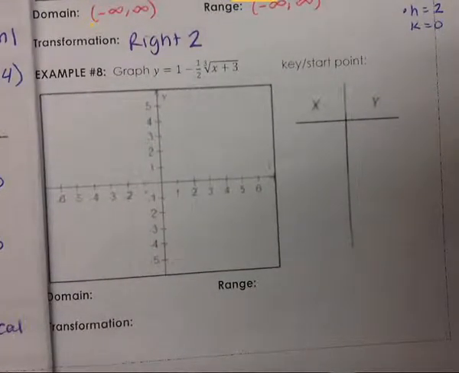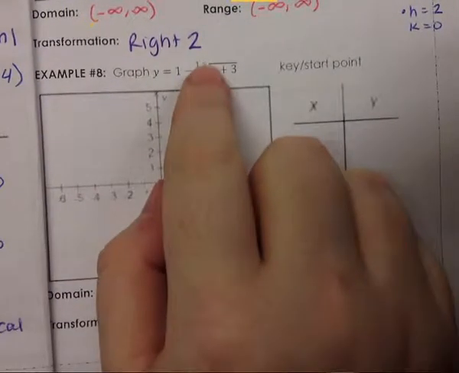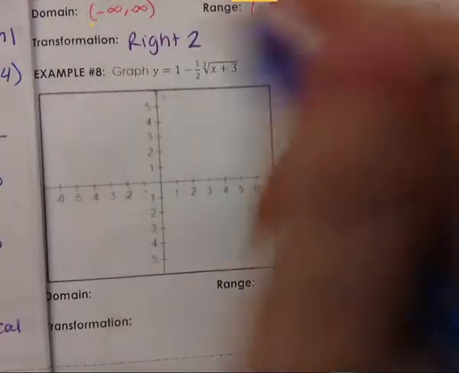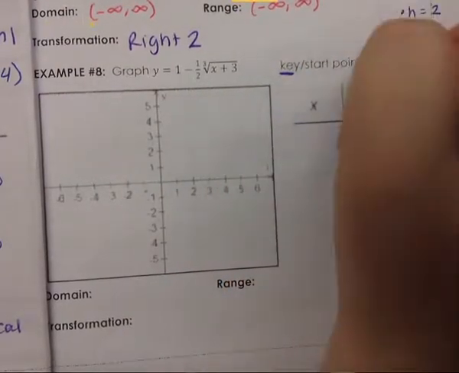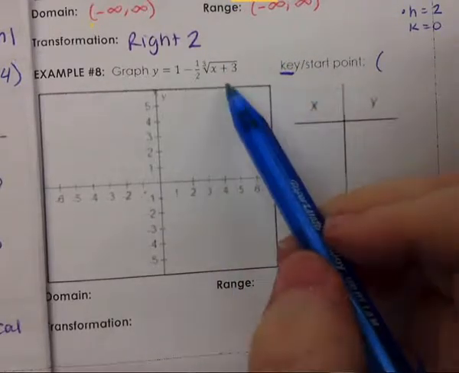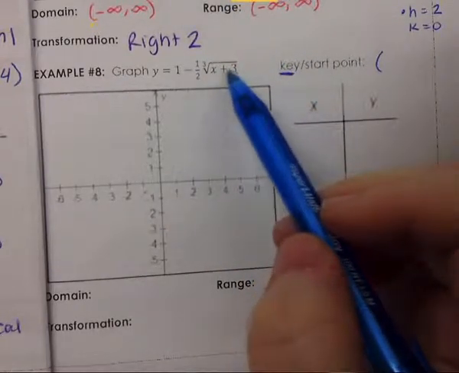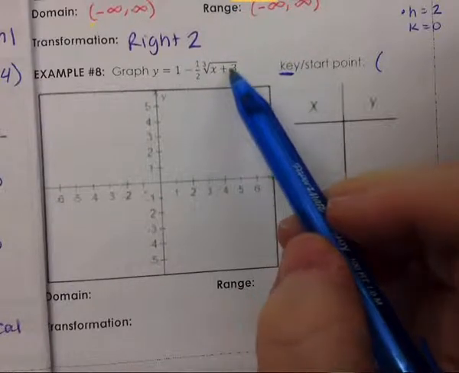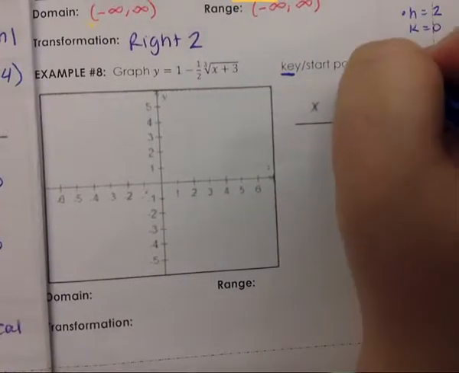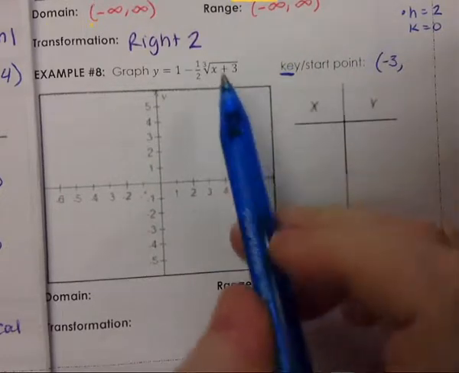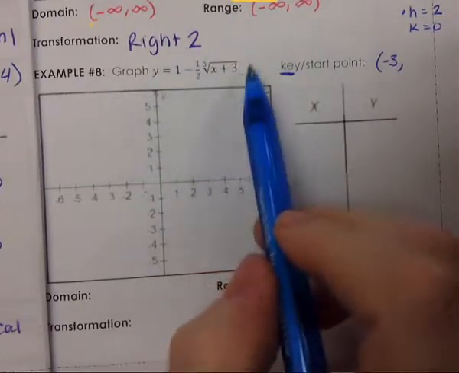On example 8, because this is, again, a cube root, we have a key point, not a start point. We still want our h and our k, so our h value still comes from inside the radical. The h value is what will make this 0. Negative 3 plus 3 gives us 0, so our h value is negative 3. The k value is what is added or subtracted on the outside.